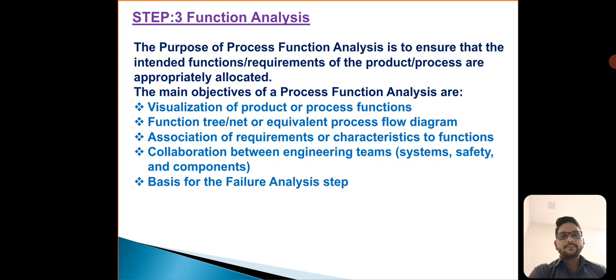The main objective of the process function analysis is visualization of product and process function with a function tree or net, or equivalent process flow diagram, as well as association of requirements and characteristics to function, and collaboration between engineering teams for system, safety, and component. It is the basis for the failure analysis step.